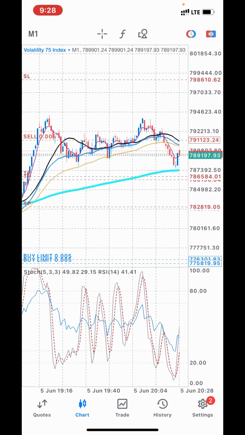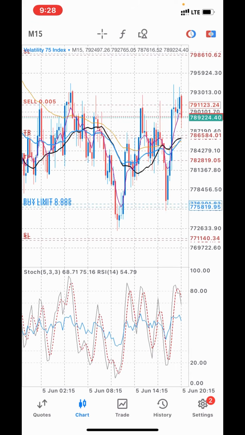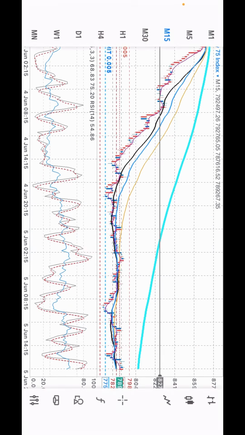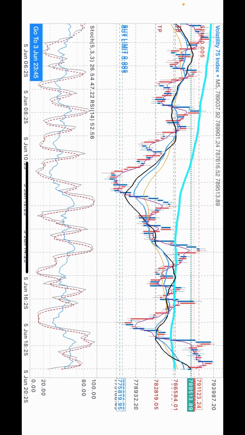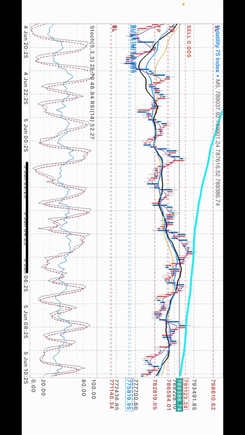This is my SL for this trade here. Why I'm using this, let me show you. You might say, oh, it's too high. It's not high. Let me tilt my screen. Let me go on a 5 minutes. All right, if you watch, I don't want this video to be too long.